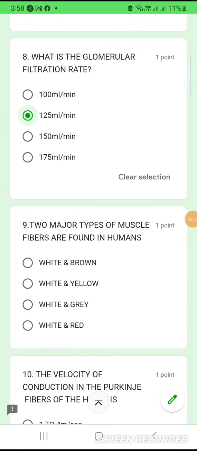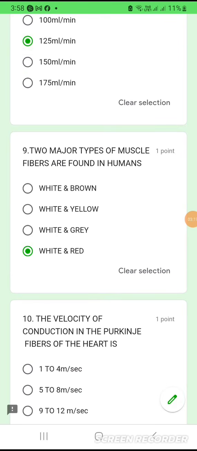Coming on to the ninth question, two major types of muscle fibers are found in humans. Which are they? White is definitely an answer. So with white, which is the option? Brown, yellow, grey and red. Definitely the fourth one, white and red are the two muscle fibers found in humans.